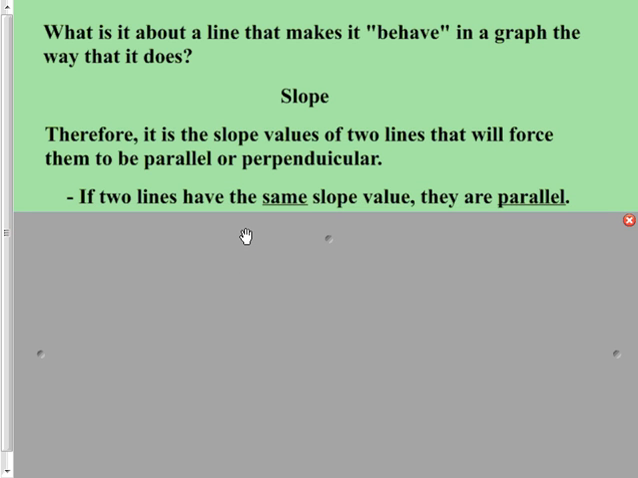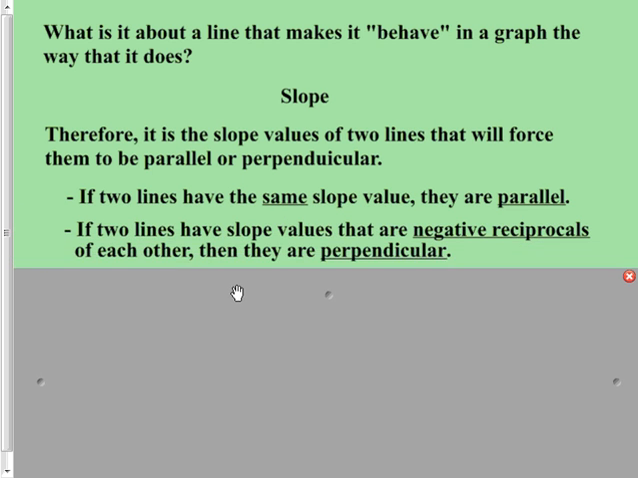Now, two basic rules here. If two lines have the same slope value, then they are parallel. And if you get to thinking about this, it makes perfect sense. If two lines are not going to intersect in a graph, they must be rising and running at the same rates. Otherwise, they would eventually cross over each other, making them not parallel. So they're going to have the same slope value in order to be parallel.